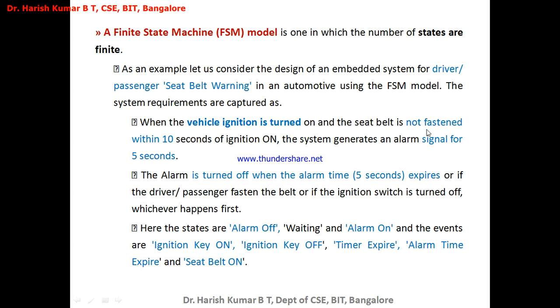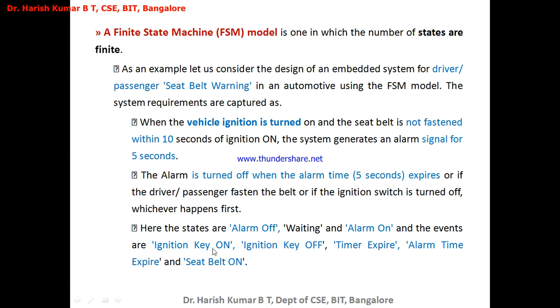Say he has turned on the ignition, and he forgot to fasten his seat belt. Within 10 seconds there is an alarm signal, and the alarm signal keeps emitting for 5 seconds. Then the alarm will go into the off state after the 5 seconds elapse, or if the driver or the passenger fastens the seat belt within that 5 seconds, or if he switches off the ignition, whichever happens first. In all these three cases, the alarm will go off. Here the states are: alarm off, waiting, and alarm on.